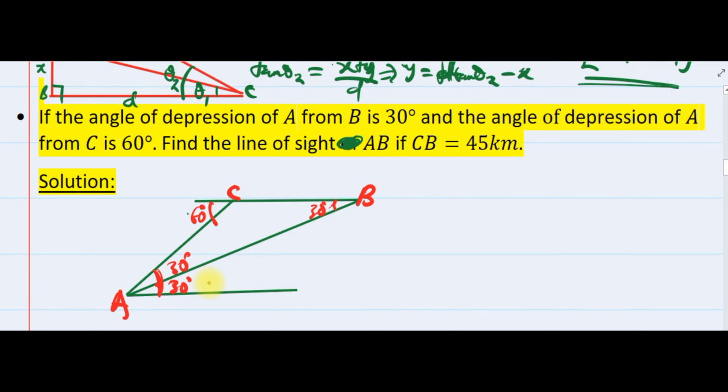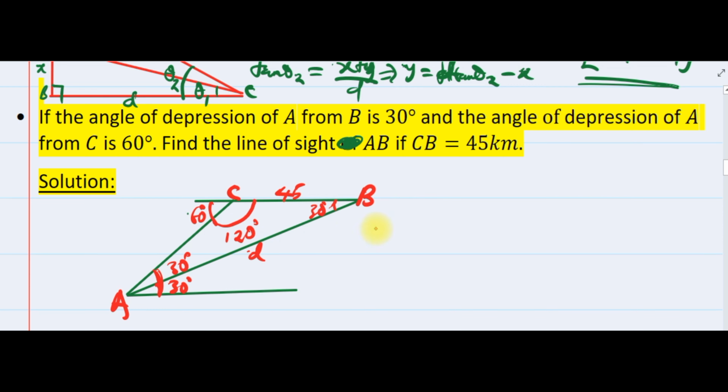Here is 30, 30. So we are given CB as 45 kilometers. We are now asked to find the line of sight AB. So we are looking for AB. We are looking for X. Let's call it T.